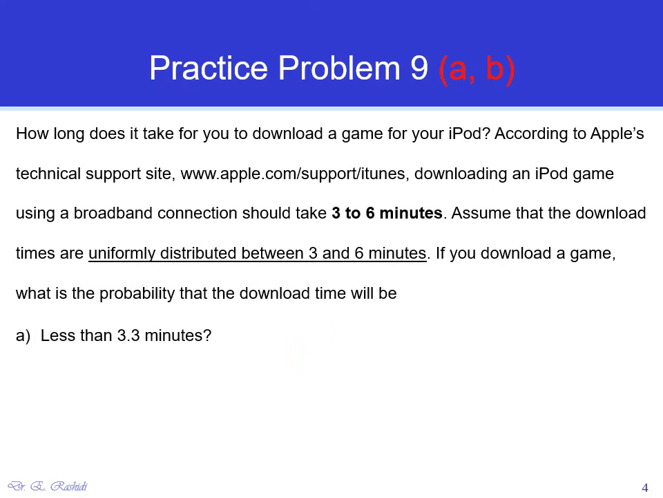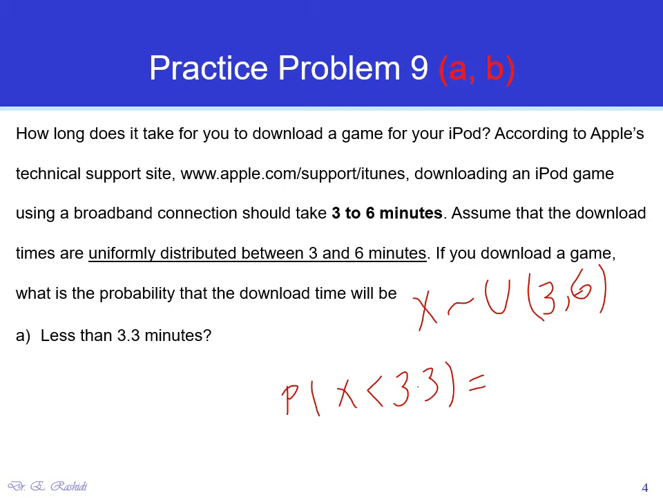All right, let's see the solution. So here we have a uniform distribution. X is the download time. It follows a uniform distribution with A equal to 3 and B equal to 6. So what we are looking for is the probability that X takes less than 3.3, the download time. So the probability that X is less than 3.3. We can use the integral to solve this, or we can use the plot of the data. So let's go ahead and use the plot of the distribution to solve this.